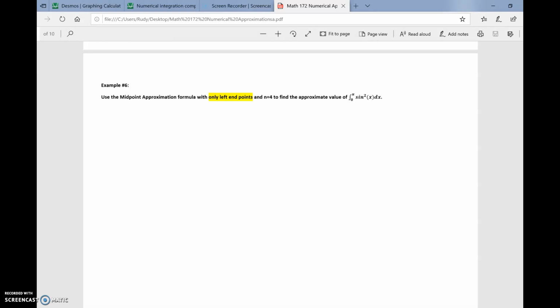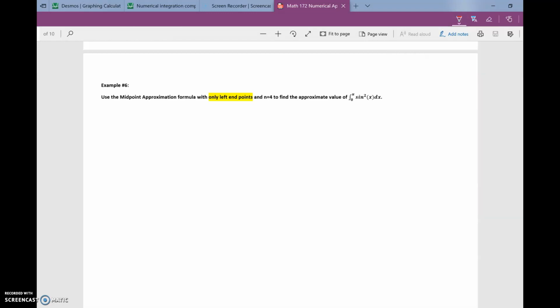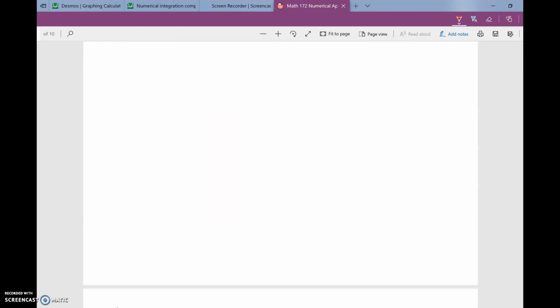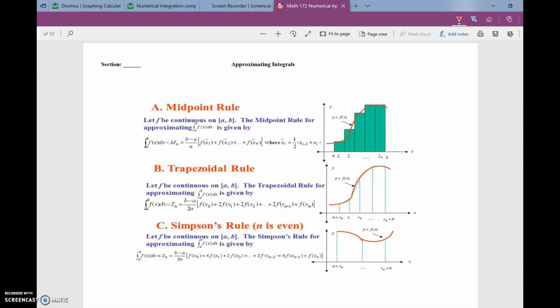Hi class, let's take a look at example 6. Now, example 6 is asking for a specific evaluation of the midpoint formula, but it's not the actual formula given in the handout. So when they just mention use the midpoint formula, you're actually getting the averages of the intervals.